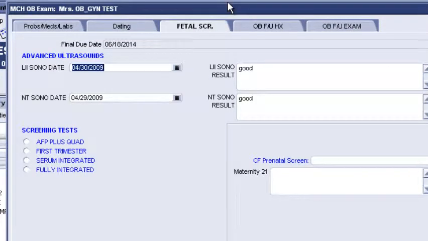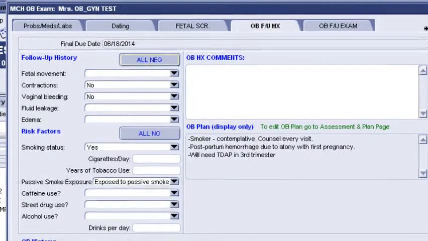This next form has to do with prenatal genetic screening, and I won't spend a lot of time here because the resident or the attending will be mostly the one to fill this out, and I'm going to skip ahead to the OB follow-up history.